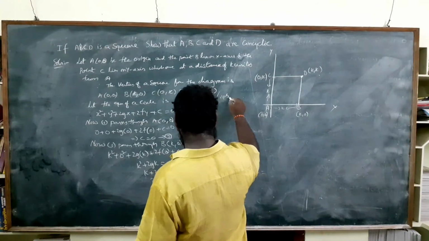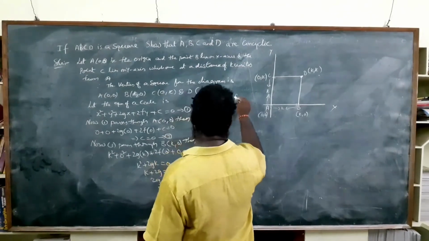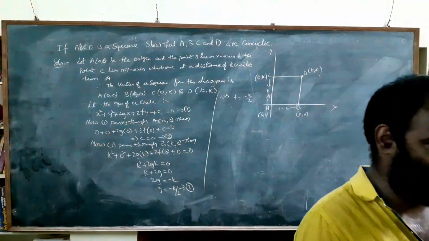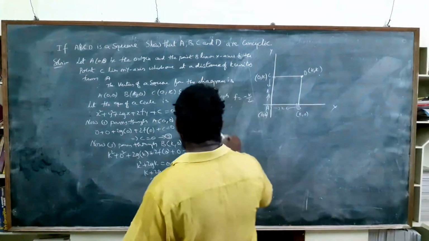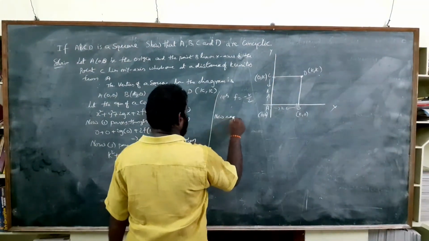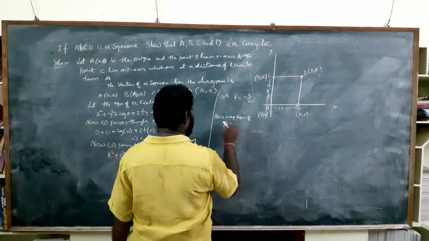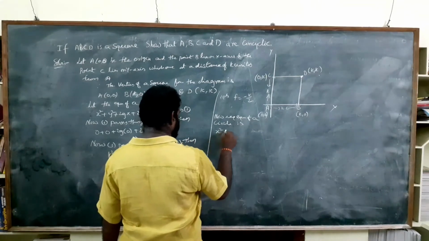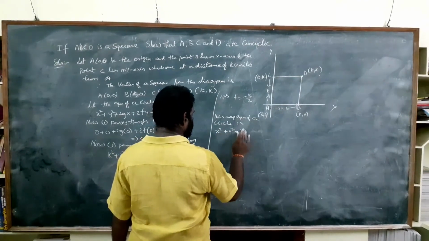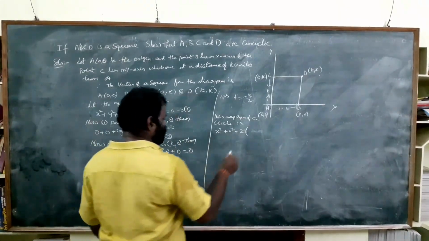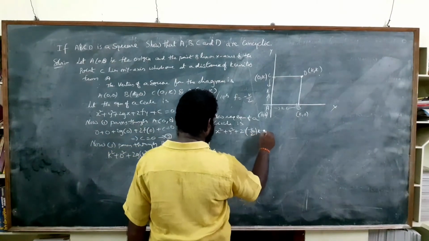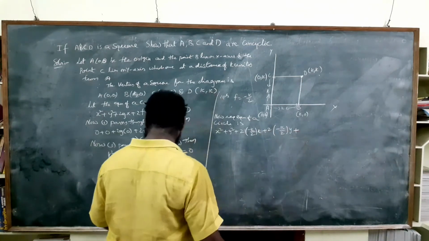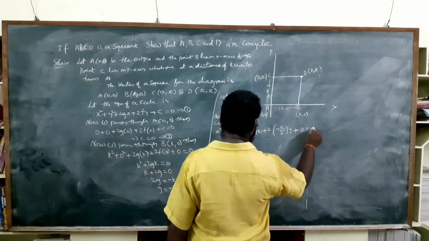Similarly, f is also minus k by 2. Now the required equation of a circle is x square plus y square plus 2g. What is g? G value is minus k by 2, into x, plus 2f. What is f? Minus k by 2, into y, plus c. What is c? 0, equal to 0.